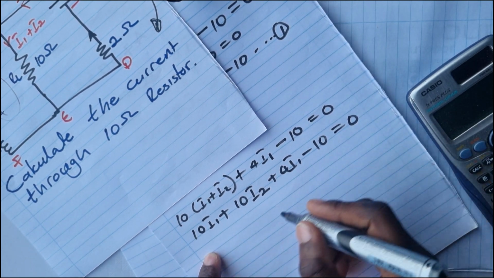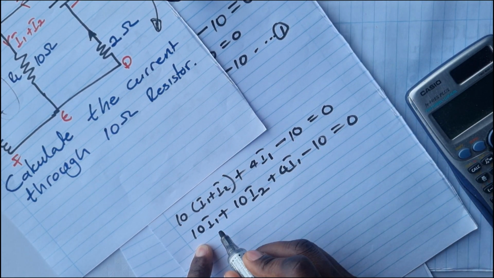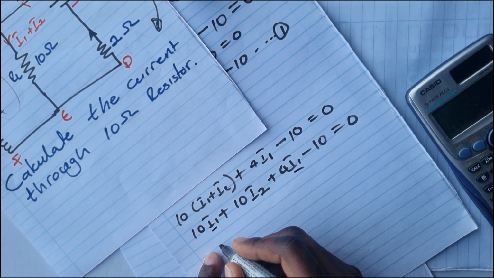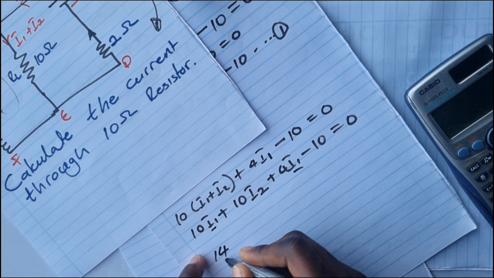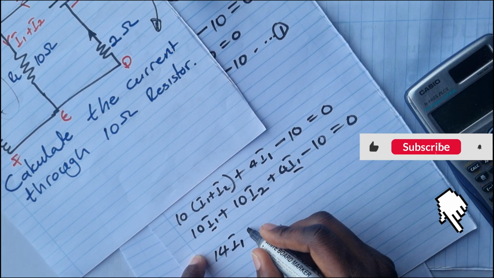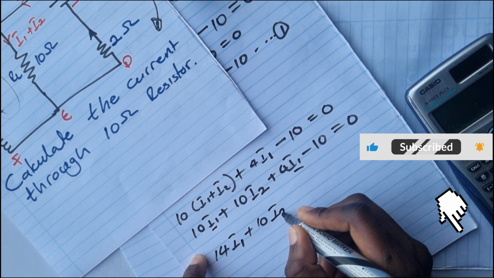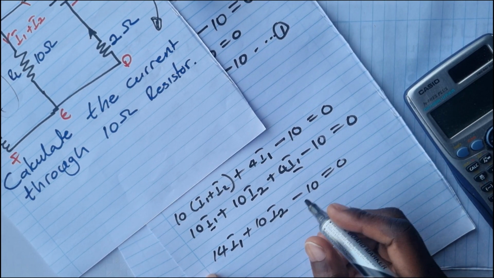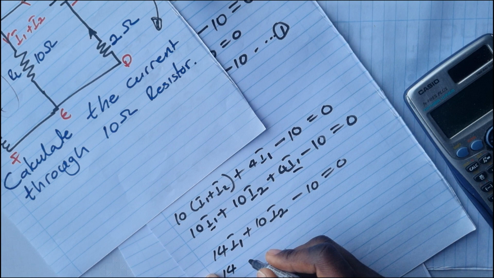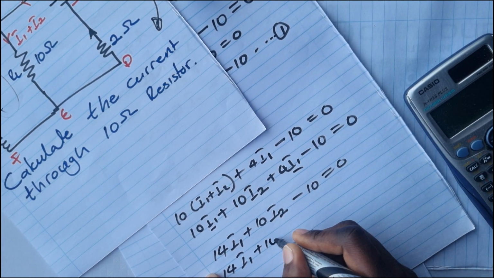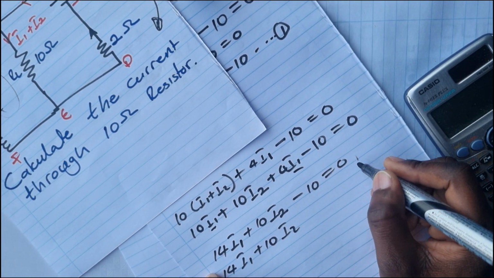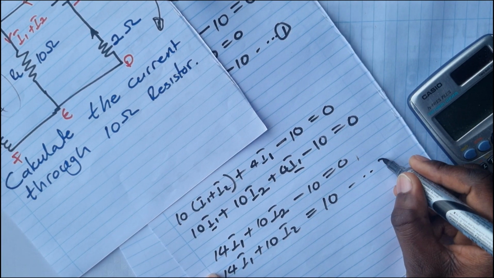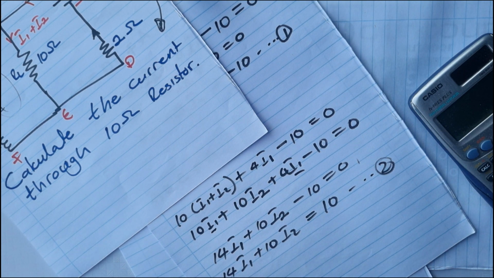Okay, so now when we are simplifying, we're going to have I1 and I1, 10 and 4. That's going to give us 14 I1 plus 10 I2 minus 10 is equal to 0. And then we simplify it further. We take this to the other side. We are going to have positive 10. This is going to be equation 2.